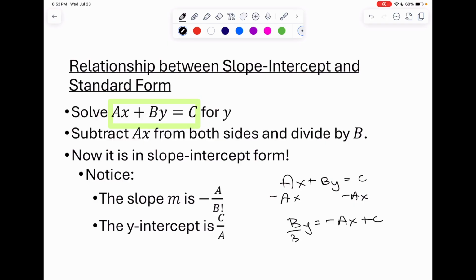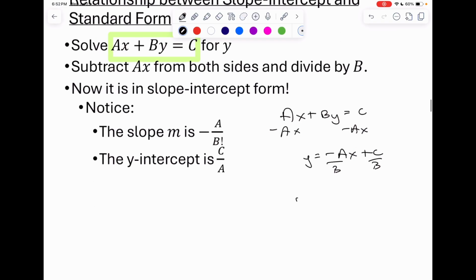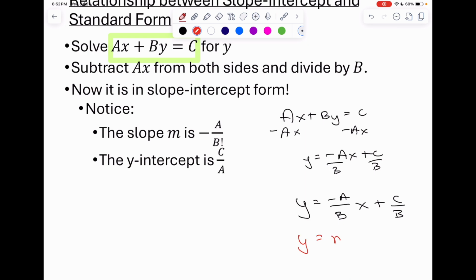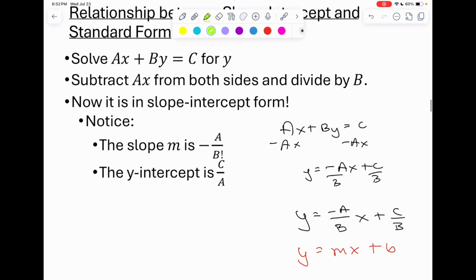We'll get by equals negative ax plus c. We'll divide everything by b, and we'll cancel out the b here. And we'll get that y equals negative a over b x plus c over b. So what you can see here, if I write the y equals mx plus b form underneath, is that we can turn one into the other. And if I'm looking at standard form, negative a over b, the coefficients on the x and the y, are our slope. And c over b, that's our y-intercept.